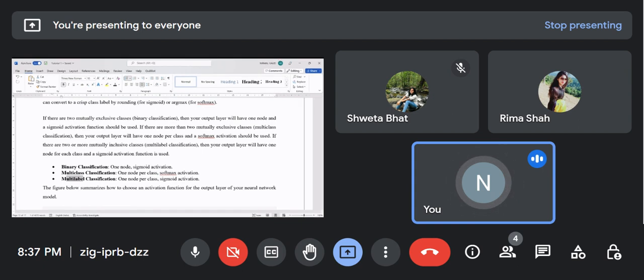Any other doubt related to the activation function? Now you will understand these activation functions: which activation function I need to use on the input layer, which activation function I need on the output layer. I hope you got this point.